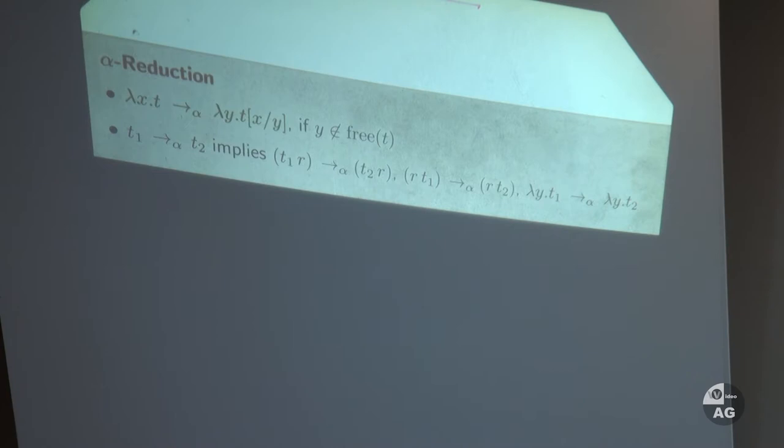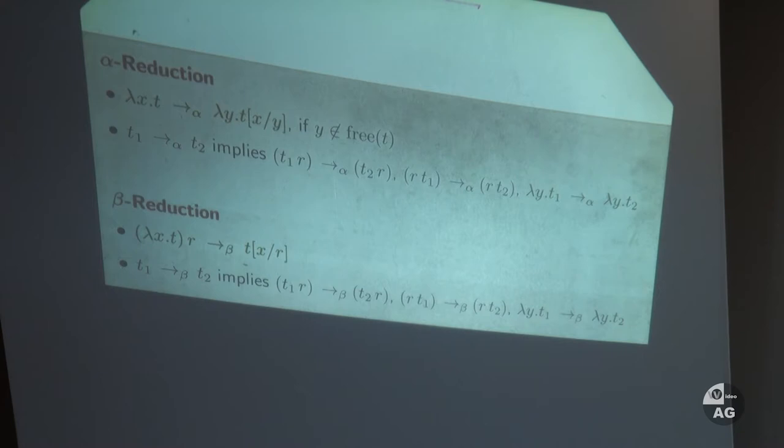The next reduction really does evaluation, and this is called beta reduction. And beta reduction tells us how to apply one lambda term, a lambda abstraction, to another term. So what happens if I apply a term like this, lambda x dot t, to some argument r? Well, this is the function that takes x and gives you t as a result. So the result will be t, but all occurrences of the formal parameter x must be replaced by r. So I get t with x substituted by r. And again, this can be performed not only on the top level of the term, but also deep inside the term, in applications or in lambda abstractions.